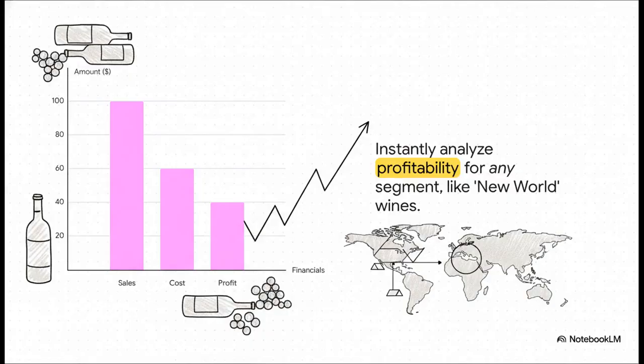And here's what that looks like. You can build these views to instantly see your sales price, your cost, and your profit, filtered for just one slice of your business. In this case, all New World wines. It's clean, it's visual, it's right there. You're not guessing anymore. You know your numbers inside and out.